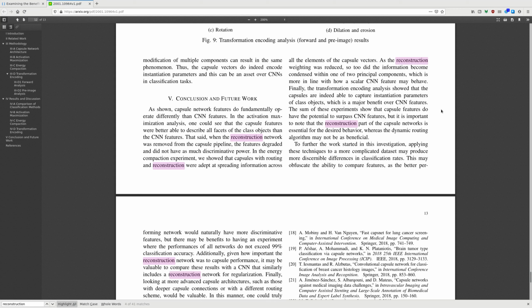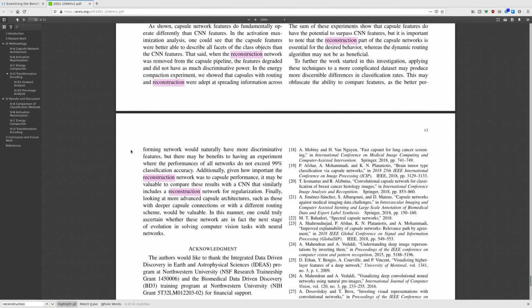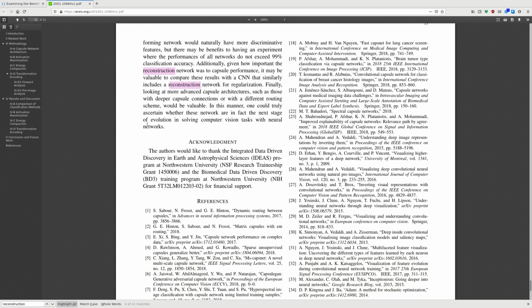To further the work started in this investigation, applying these techniques to more complicated data may produce more discernible features and classification rates. It offers a great ability to compare features, and a better performing network would naturally have more discriminative power, but there may be benefit in having an experiment where performance of the networks does not exceed 99% classification accuracy. Additionally, given how important the reconstruction network was to capsule performance, it may be valuable to combine these results with a CNN that similarly induces a reconstruction network for regularization.